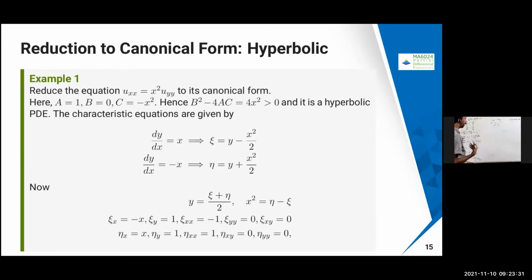So now we have to obtain the characteristic equation. The characteristic equation is dy by dx equal to (b plus or minus square root of b square minus 4ac) by 2a. Here b is 0, so b square minus 4ac is 4x square. So the square root is 2x, divided by 2, therefore it is going to become x.